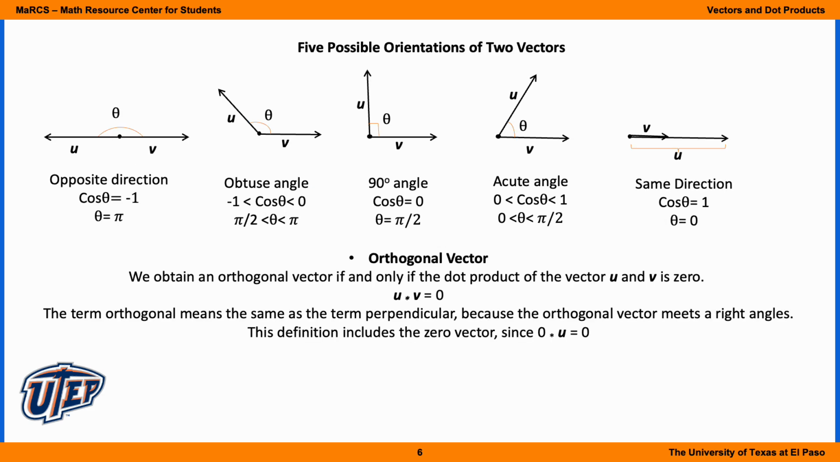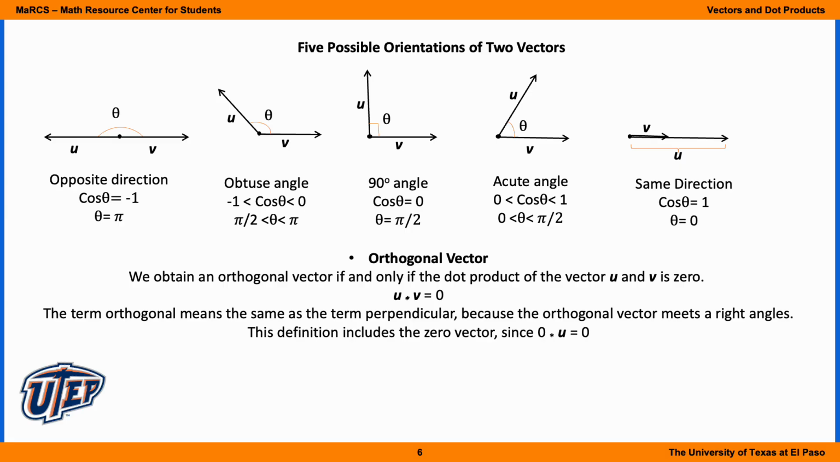So there are 5 possible orientations of the two vectors. The first one being they are going in opposite directions. That happens when cosine of theta is equal to negative 1, which means theta is equal to pi. The second orientation is when the two vectors form an obtuse angle. That happens when cosine of theta is greater than -1 and less than 0, and that happens when theta is greater than pi over 2 and less than pi.